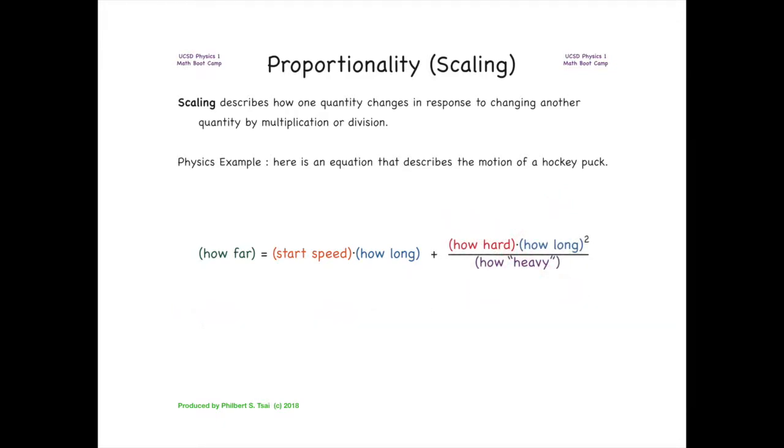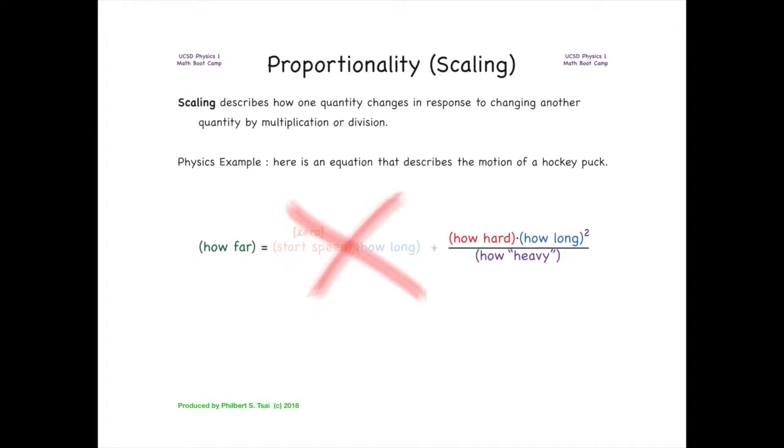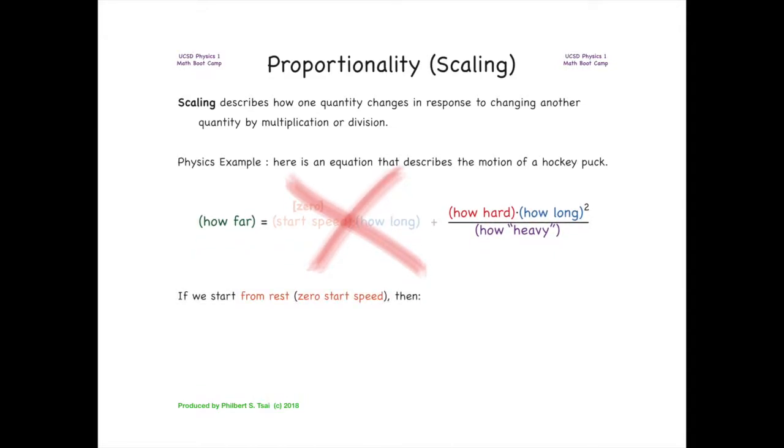Let's consider a different limiting case, where the puck starts with zero velocity, that is, it's at rest, but we do push on it. So if we start from rest, then if we push twice as hard, but leave everything else the same, so that how long we observe it for and how long we push it for doesn't change between experiments, and how heavy the puck is doesn't change. The only thing we change is how hard. If these are now constant for our experiment, this becomes our proportionality constant, how long squared over how heavy.